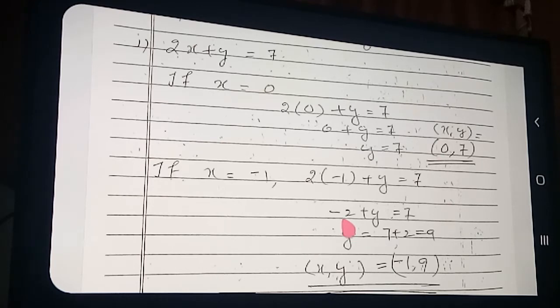Clear? So here minus 2. This minus 2 going to this side, what will we get there? Plus 2. So minus 2 going here, plus 2 comes. So 7 plus 2, how much is it? 9.